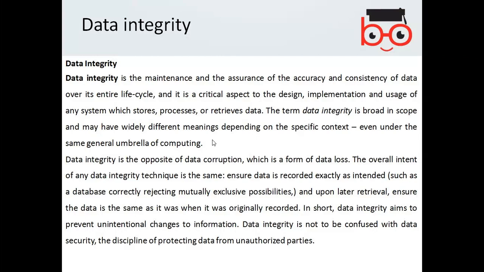Next is data integrity. Data integrity is basically reliability. It's the maintenance and assurance of the accuracy and consistency of the data over its entire life cycle, and it is a critical aspect to the design, implementation, and usage of any system which stores, processes, or retrieves data.